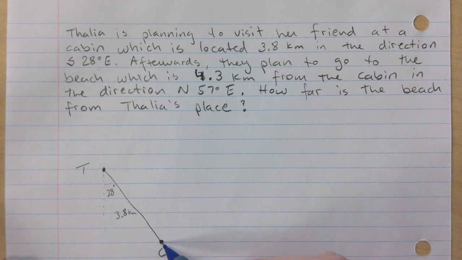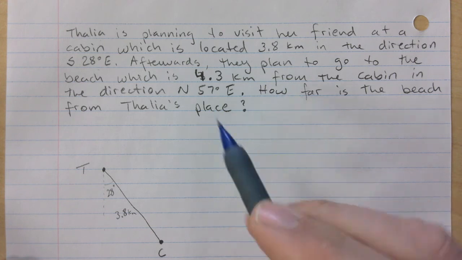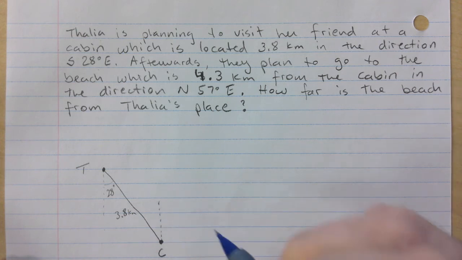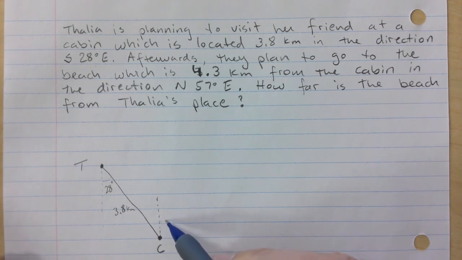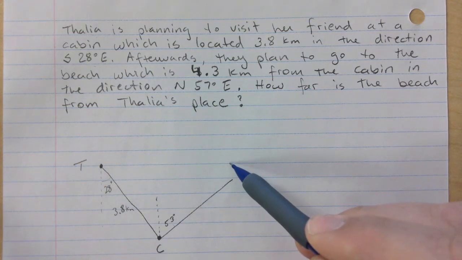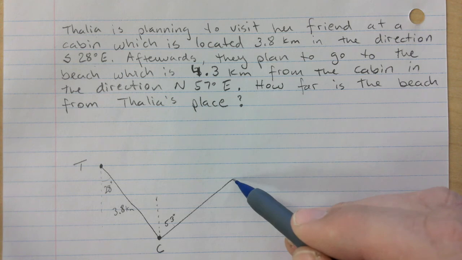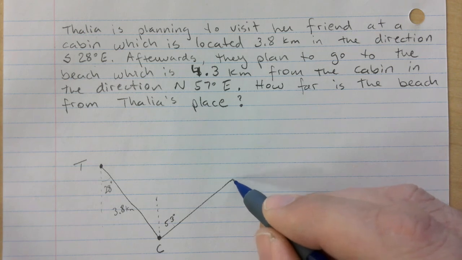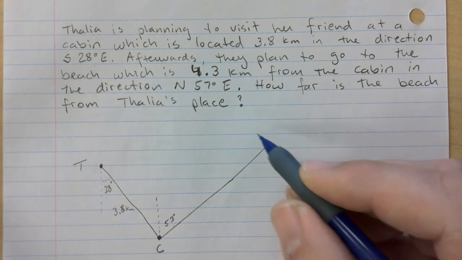Friend's cabin. So after that, they plan to go to the beach, which is 4.3 kilometers from the cabin in the direction north 57 east. So you start from here, you make a dashed line towards north, you turn 57 degrees east, and you go out like that. And this angle is a little bit bigger than the 28, that's why it's turning that way. And I do not line up perfectly because there's no indication, right? So I'm actually going to go a little shorter, or you can go past it if you want. It's probably more realistic to do that because it's 4.3 kilometers.